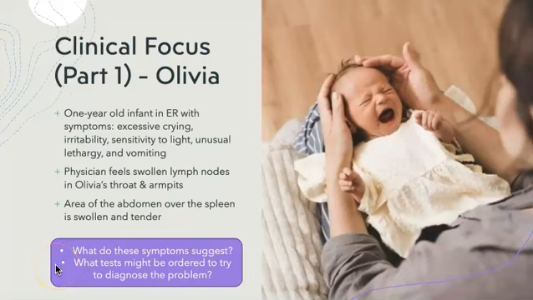We'll start off with our clinical focus on this little infant known as Olivia, and she arrived in the ER with excessive crying, irritability, sensitivity to light, unusual lethargy, and vomiting. So the physician felt some swollen lymph nodes in Olivia's throat and armpits, and the area of the abdomen where the spleen would be, which is our upper left quadrant, is swollen and tender.